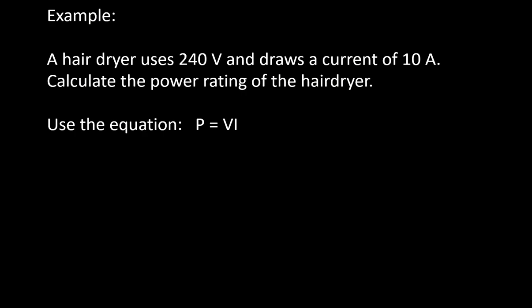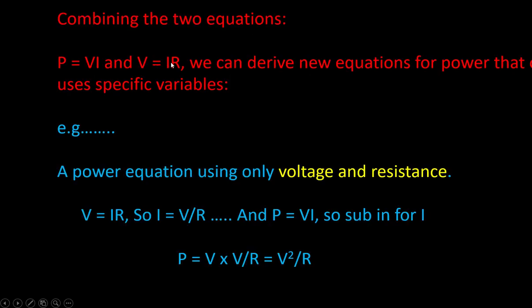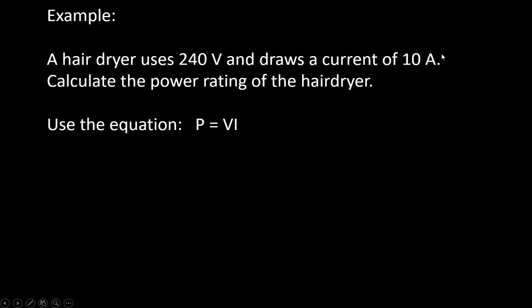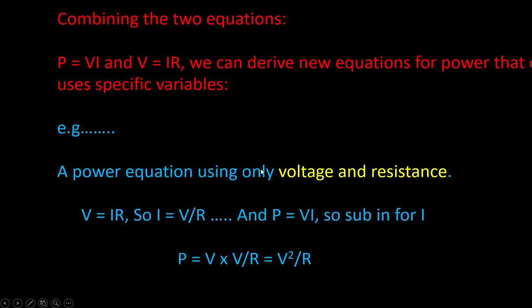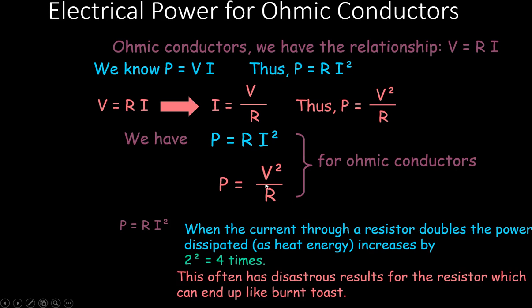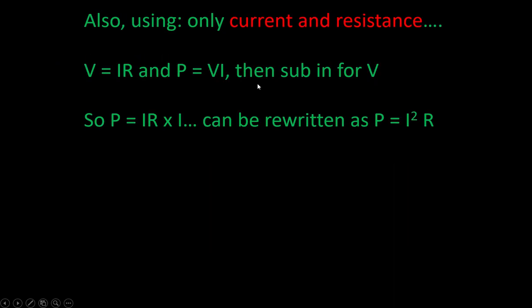Alright, so for example, a hairdryer uses 240 volts and draws a current of 10 amps. Calculate the power rating of the hairdryer. Pretty simple. We will use the equation here, P equals VI, and combine it with V equals IR. We want something that only has voltage and resistance. So we get V equals IR. We solve that for current, I equals V over R, and then power equals VI, so sub that in for I. So in other words, power equals V times V over R, which is V squared over R, which is the same thing we had right here. And then we can plug in the things we have right here.